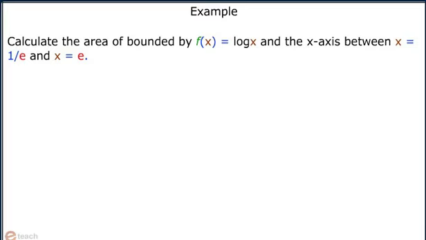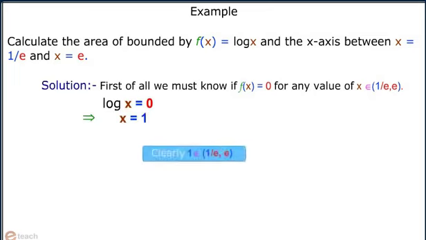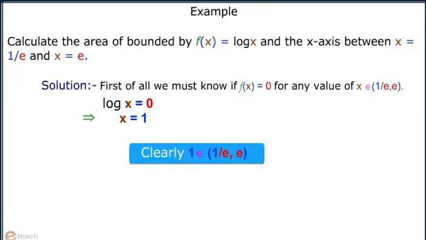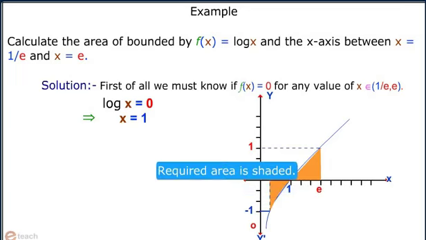Let us take an example. Calculate the area bounded by f(x) equals log x and the x-axis between x equals 1 by e and x equals e. Solution. First of all, we must find if f(x) equals 0 for any value of x belonging to 1 by e to e. So, putting log x equals 0, we get x equal to 1. Now clearly 1 belongs to the open interval 1 by e to e. You can note the graph of the function. The required area is shaded.